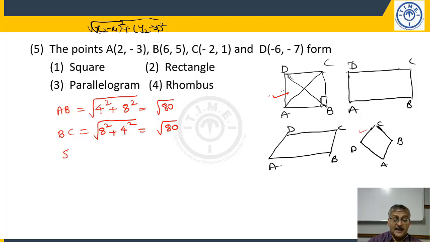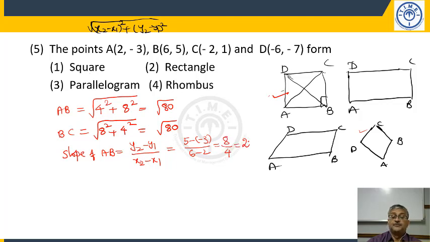So for that, I just calculate the slope of AB. How do you calculate the slope of AB? It is simply y2 minus y1 by x2 minus x1. Slope of AB is equal to y2 minus y1 by x2 minus x1. So what is the y2 minus y1 here? 5 minus of minus 3 by 6 minus 2. That is 8 by 4, which is nothing but 2.